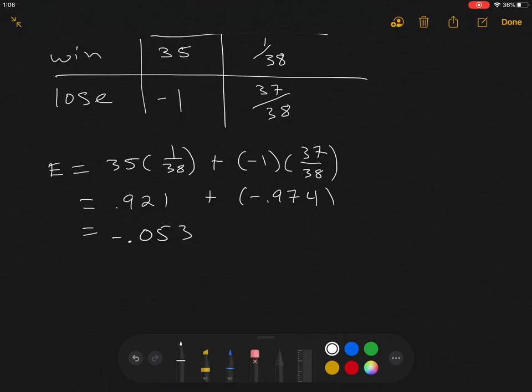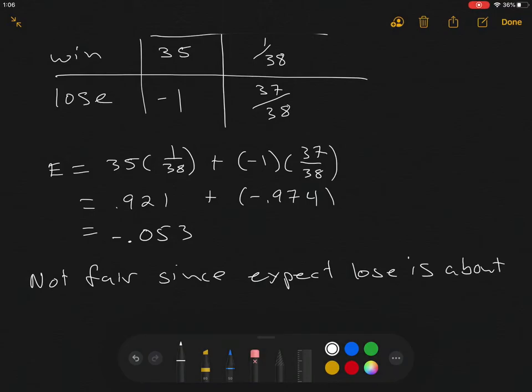That's part A. Part B, is it fair? This game is not fair. Not fair, because on average, you would be losing about 5 cents. Not fair, since expected loss is about 5 cents. Okay? That would be the answer to those two questions.